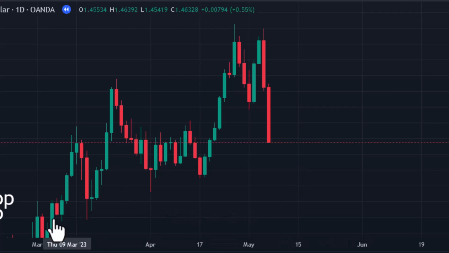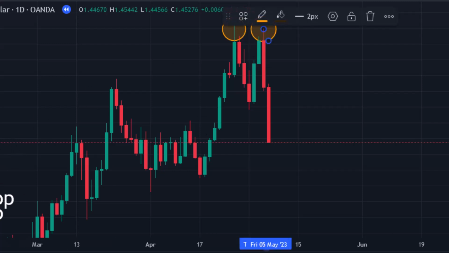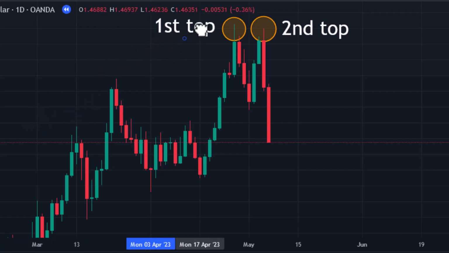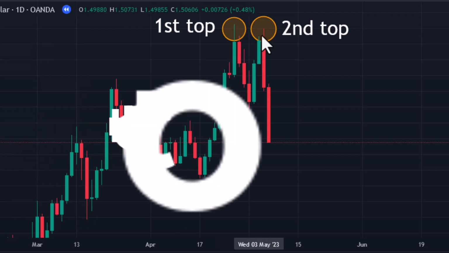As you can see, after this sustained uptrend, price rallied up and a resistance was formed here. After that, you see a retracement and price came to form another top here. So this is the second top. We call this the second top and this the first top. That's why we call it double top.